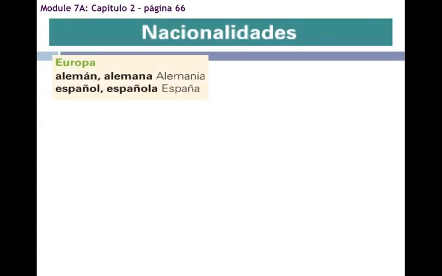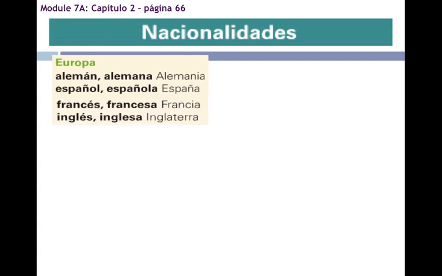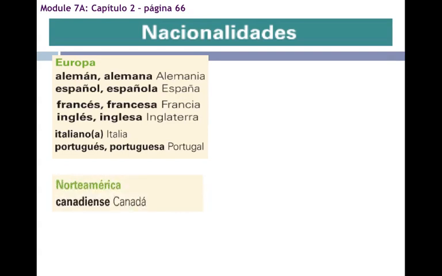Continuing, repitan, Europa. Alemán, alemana. Español, española. Francés, francesa. Inglés, inglesa. Italiano, italiana. Portugués, portuguesa. So Alemania is Germany and Inglaterra, England. Repitan, Norteamérica. Canadiense, canadiense.